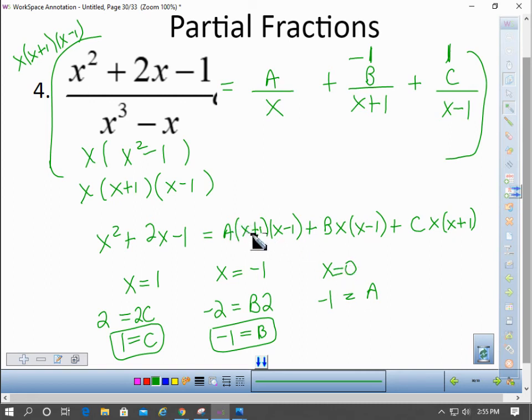So if I plug a 0 in here, I'm left with 1. If I plug a 0 in here, I'm left with negative 1. So 1 times negative 1 is negative 1. So we're going to have a negative 1a. If we divide by negative 1 on both sides, a is going to be 1. And so up here, a is 1. So there's your answer: 1 over x minus 1 over x plus 1 plus 1 over x minus 1. All right, so that works out just perfect.